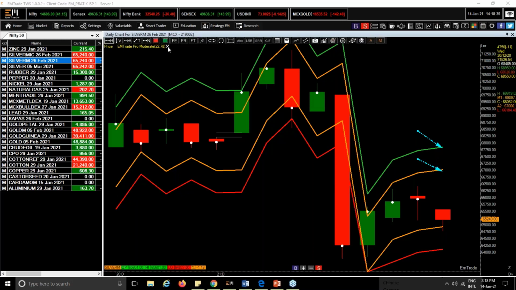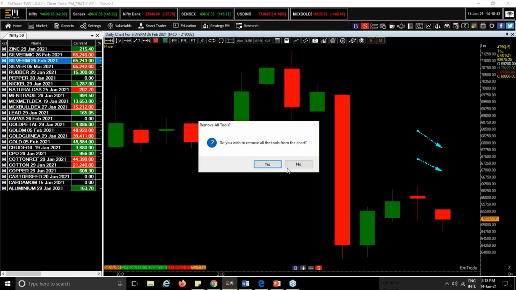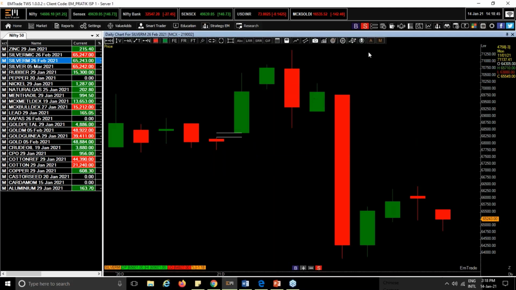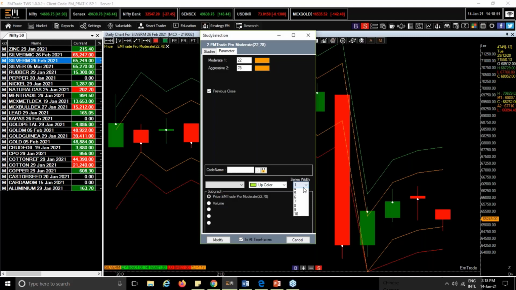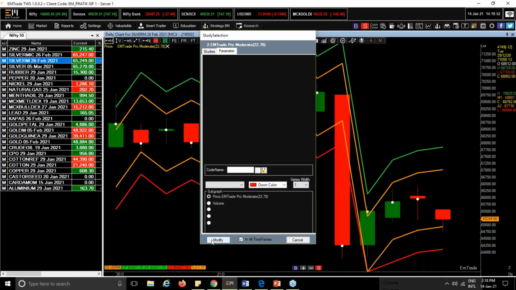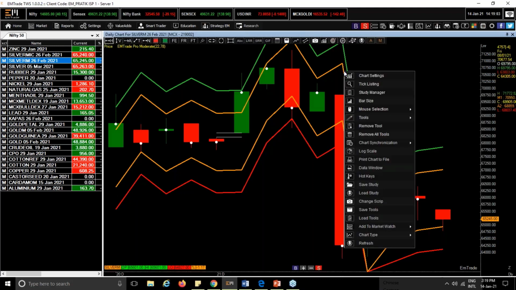So I'll just remove this band to show how it exactly works. On your screen, just click on the small icon of the EM Trade Pro moderate indicator. Your 4 bands appear. If you want to increase the thickness, just increase it. And accordingly, whenever your price enters the 3rd band, 1, 2, 3rd and 4th, the 3rd band is your entry price and the 4th band is your stop loss. That's how simple this indicator is.